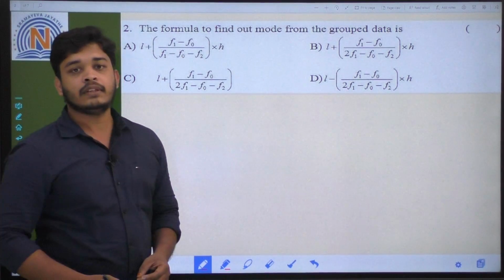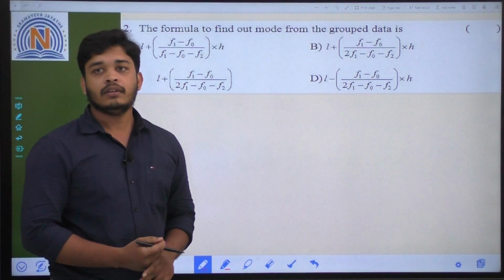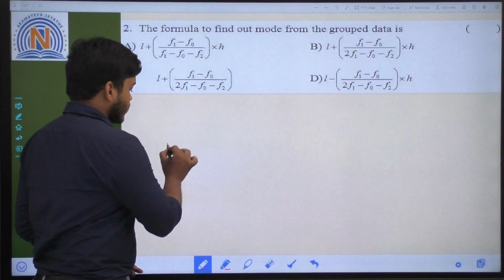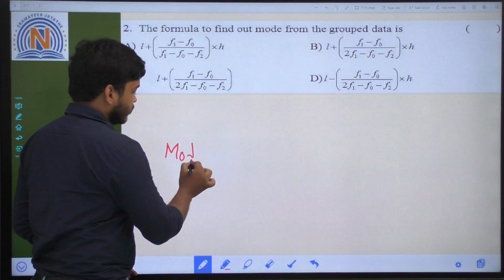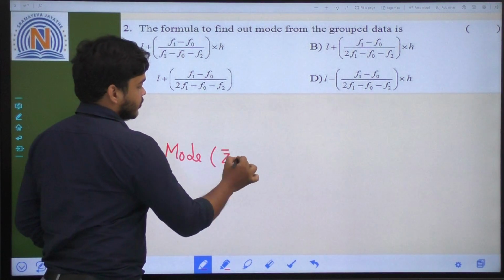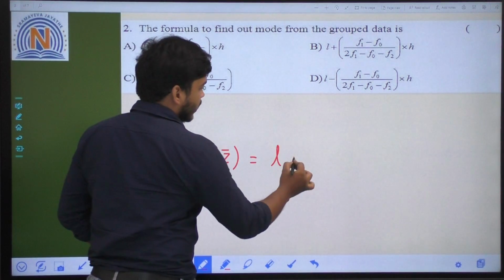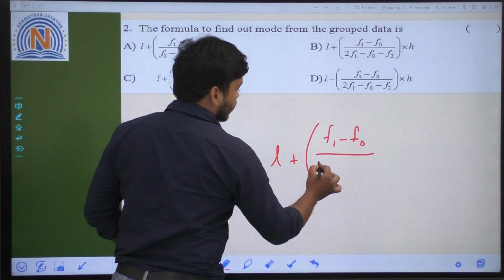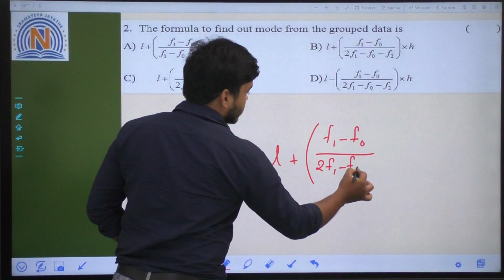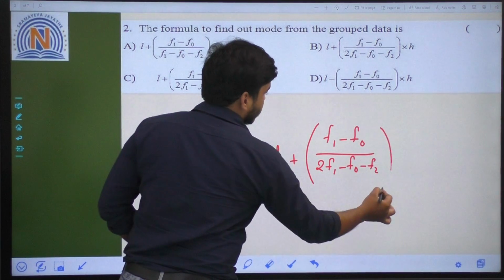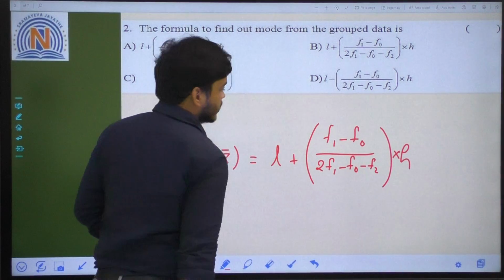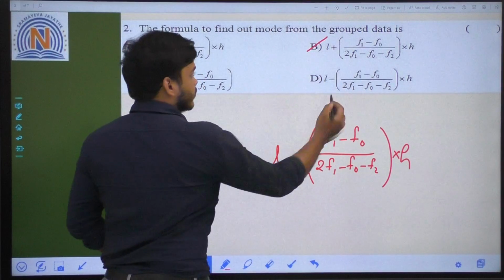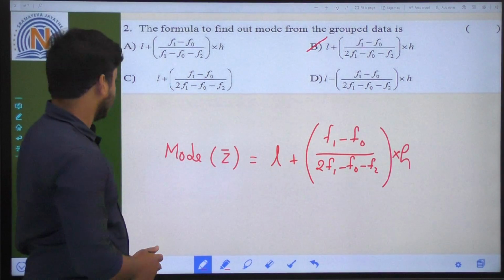Now the next one. So here the formula to find the mode of grouped data. The formula for mode of a grouped data, that is mode is equal to L plus F1 minus F0 by 2F1 minus F0 minus F2 into H. This is the formula for a mode. So option B. Now the next problem.